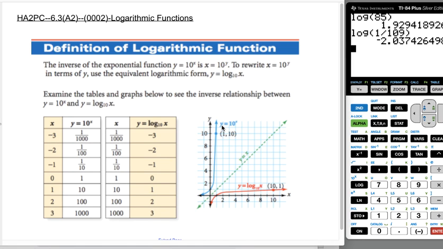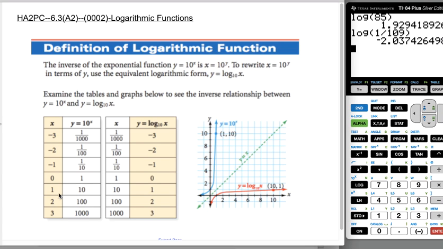All right, this is Honors Algebra 2 Pre-Calculus, and we are doing 6.3. This is our second video. We're talking about logarithmic functions. So the inverse of an exponential function, like y equals 10 to the x, is x equals 10 to the y. But if we rewrite that solving for y, we get y equals log base 10 of x. So logs are the inverse functions of the matching exponentials.